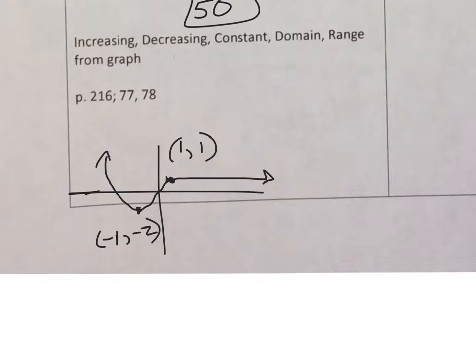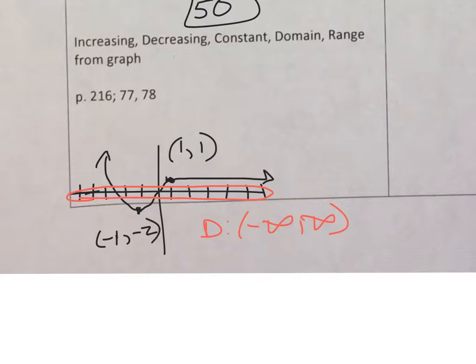Okay. For the domain, remember we look at all the x values, so we're looking at the x-axis. And notice, no matter what point I pick here on the x-axis, there's going to be graph associated with it somewhere. So the domain is -infinity to infinity.